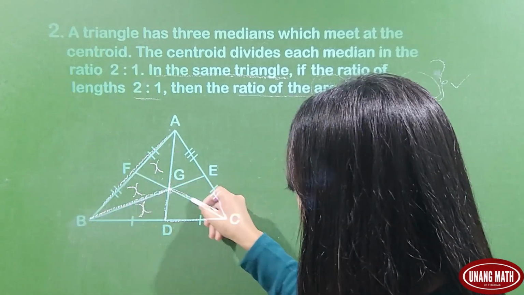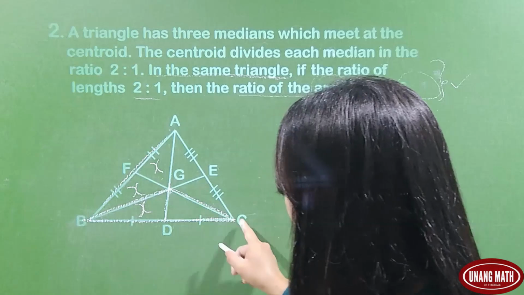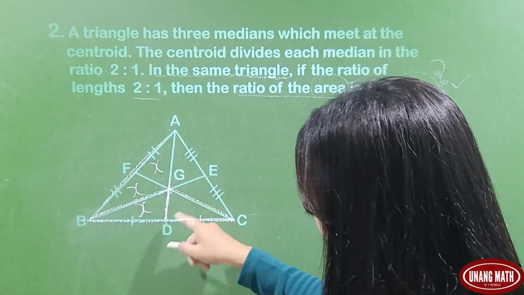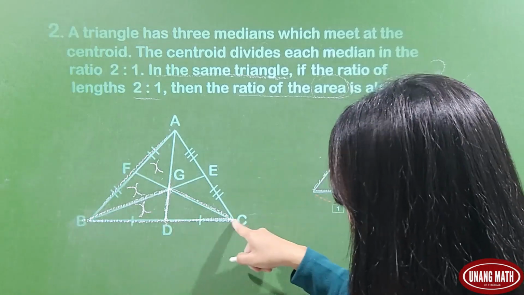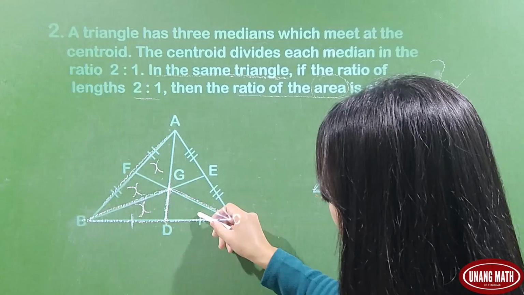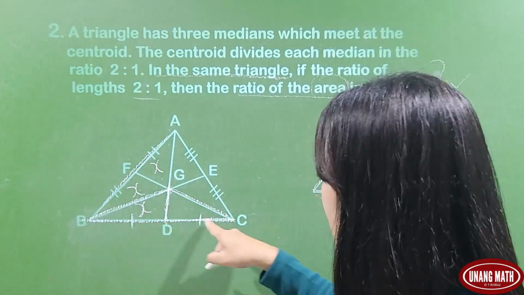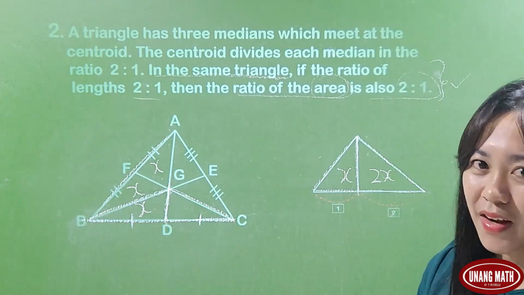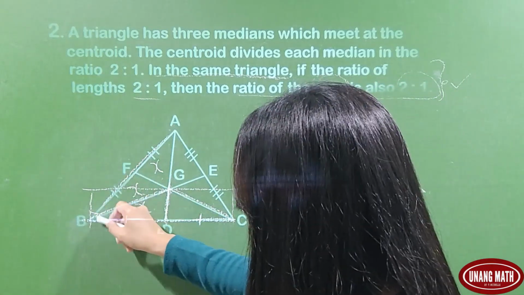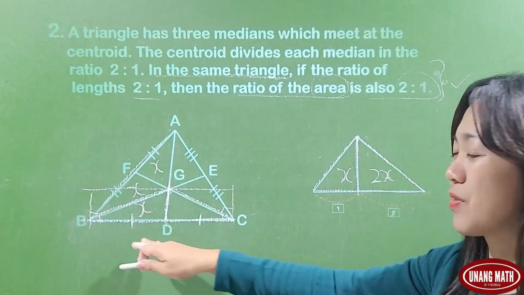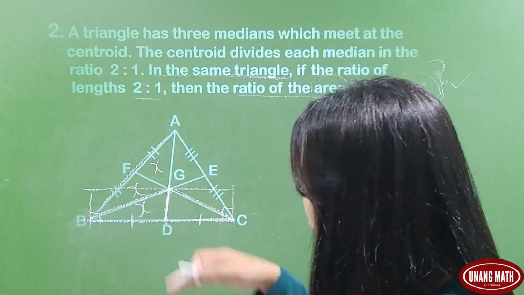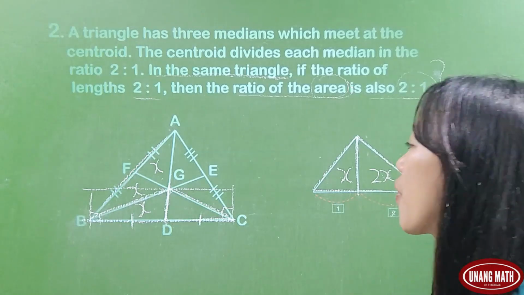Considering this triangle BCG, this is divided into two triangles. Segment BD and segment DC are equal in length. So the bases of these two triangles are the same. What about the height? The heights are also the same. Same bases, same height, which means the areas of these two triangles are equal.